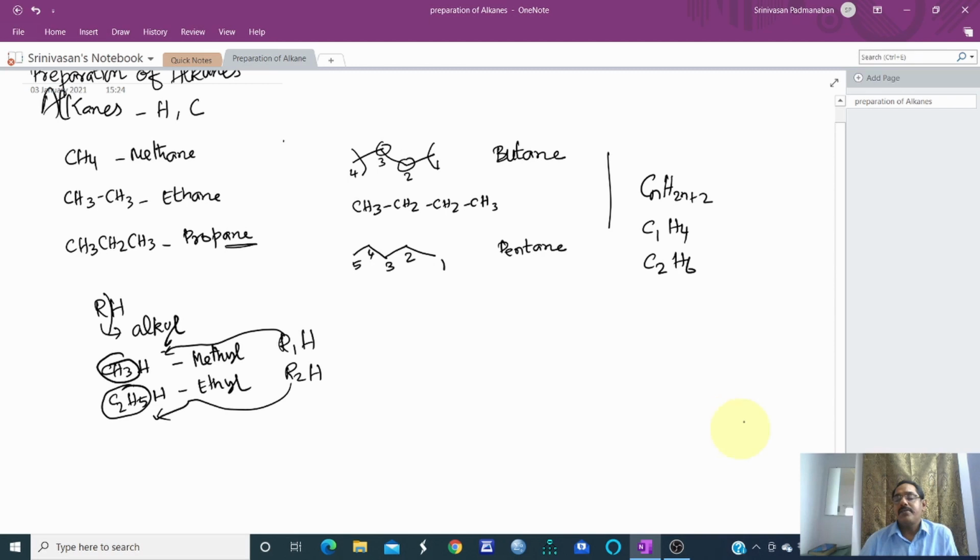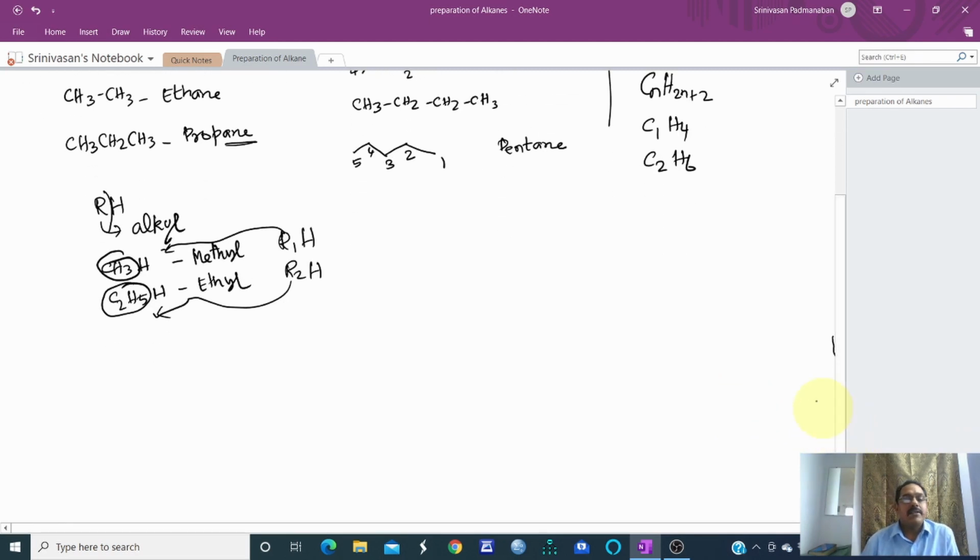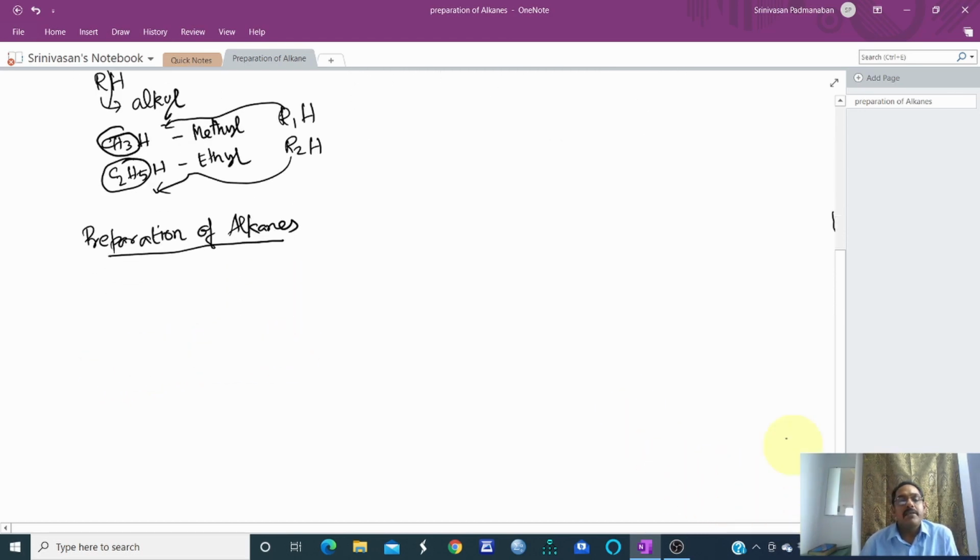Now we are going to see the preparation of alkanes. So we'll start with the preparation. Preparation of alkanes can be done in different ways. We'll see what is given in our syllabus.